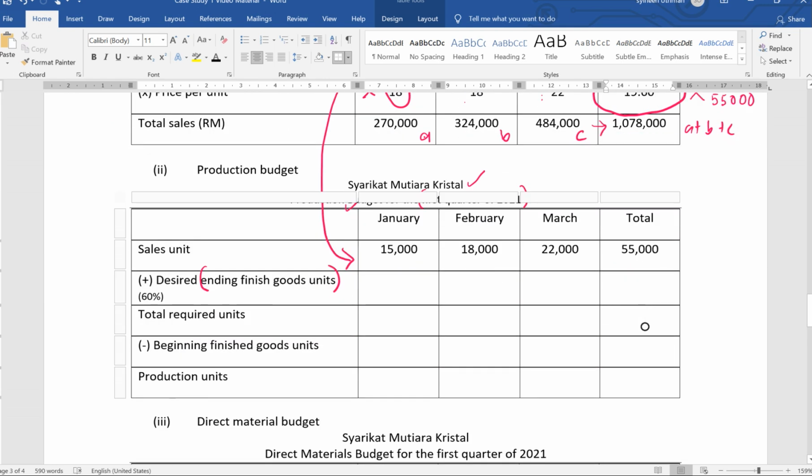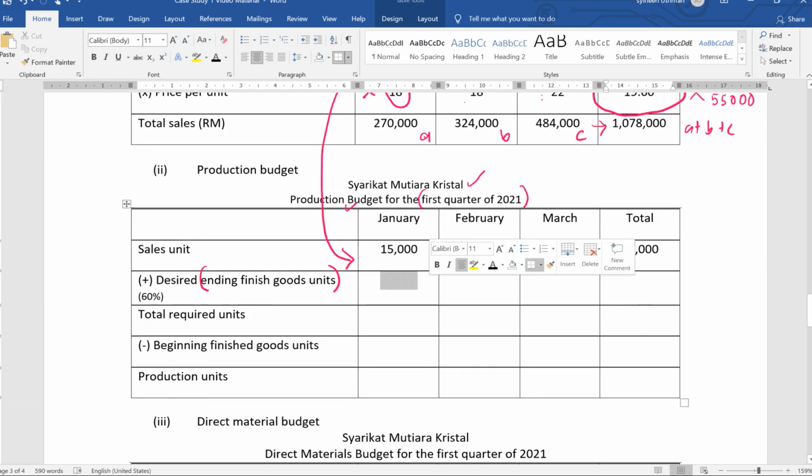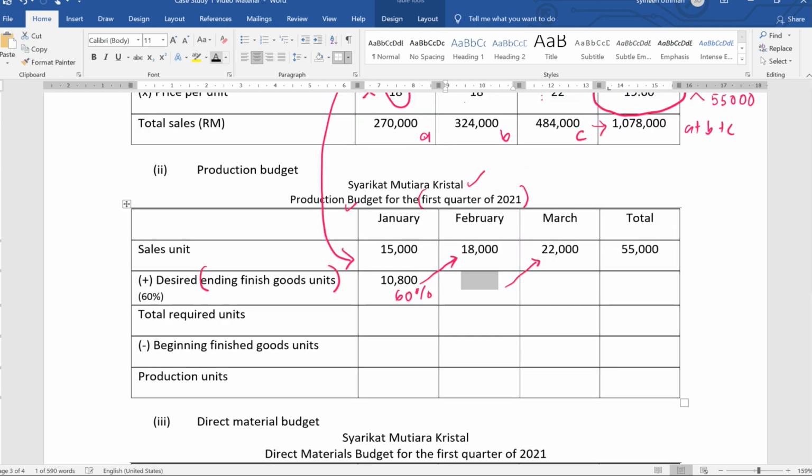So macam mana saya dapat untuk January? So January ni ialah 60% daripada February. Maksudnya yang ini Madam ambil 60% from February's sale. Okay, so untuk February pun kita akan ambil 60% from March. Okay, so February dekat sini is 13,200. Okay, how about March? Mana kita nak dapat? Kita kena ada data untuk April.